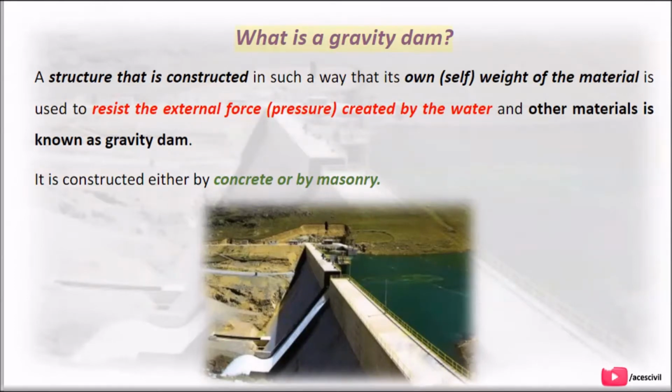What is a gravity dam? A structure that is constructed in such a way that its own weight of the material is used to resist the external force, pressure, created by the water and other materials is known as a gravity dam. It is constructed either by concrete or by masonry.